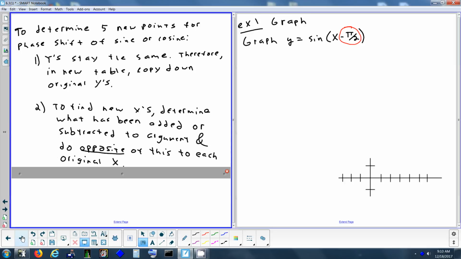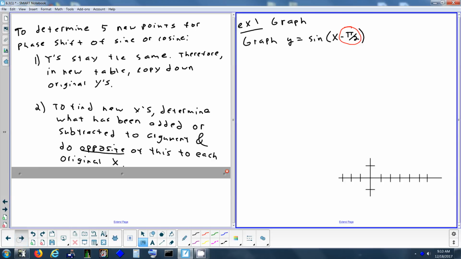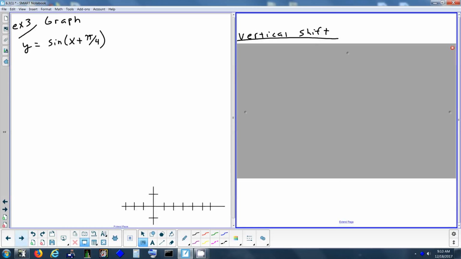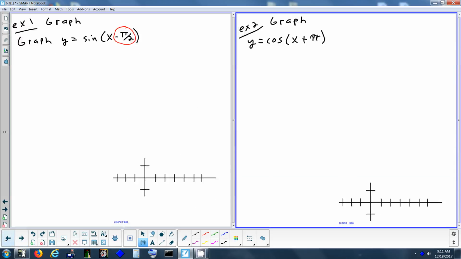Okay, so you always do the opposite of what the problem says for a phase shift. Now you don't do the opposite for every transformation we're going to study all week, but for phase shift you do. So in that problem you would add pi over 2. How about that problem? What would you do to all your x's? You would subtract pi over 4. Okay, you always do the opposite for a phase shift.